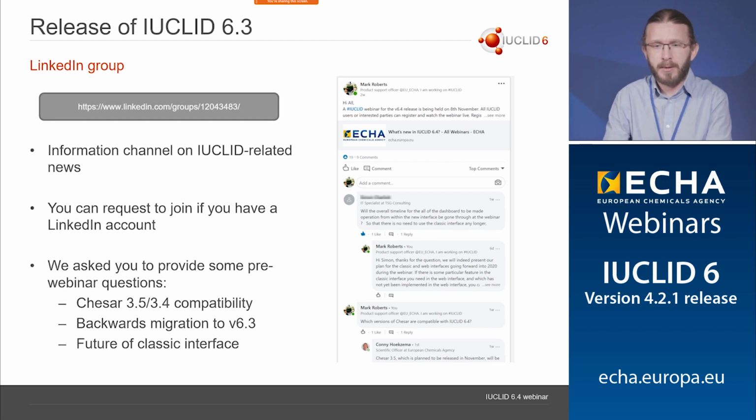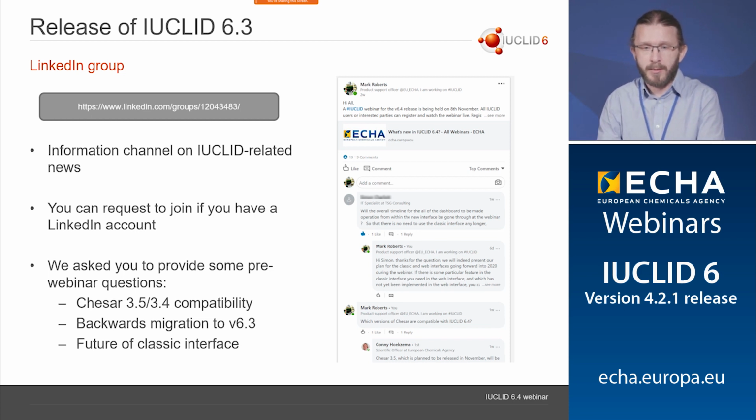The question on the backwards migration to version 6.3 was already answered during the webinar, during my presentation and Mark's presentation. We confirmed today that Euclid 6.4 can still be compatible with Euclid 6.3 by using this export to previous major version. And this is something we will continue also in the future. So next year, for each major update of Euclid in October, we will make sure that migration is possible to the previous version of Euclid.